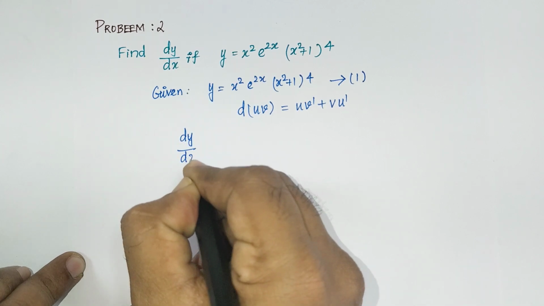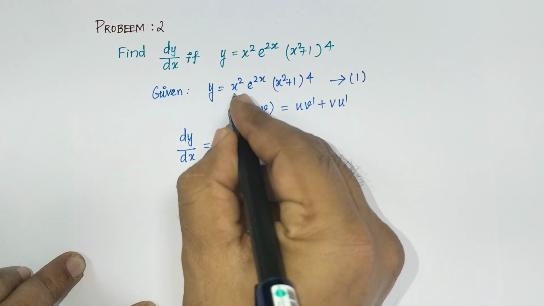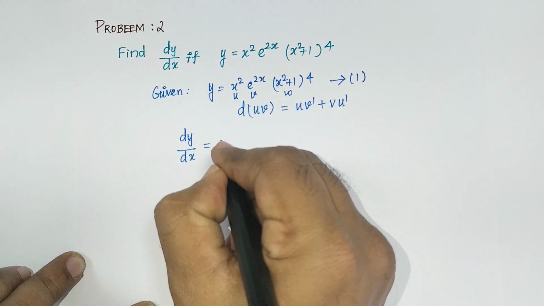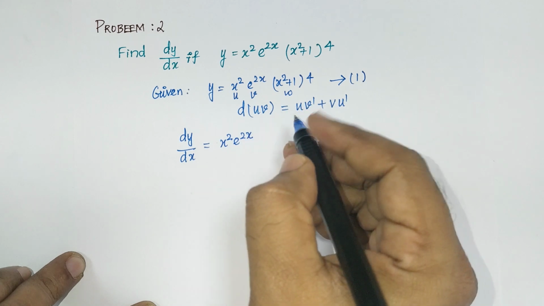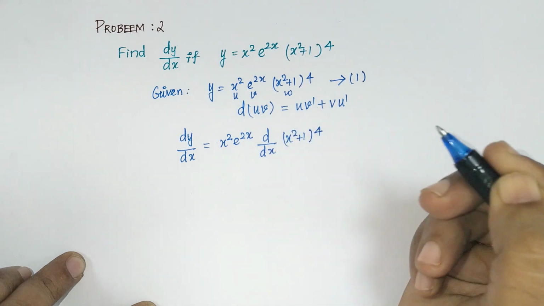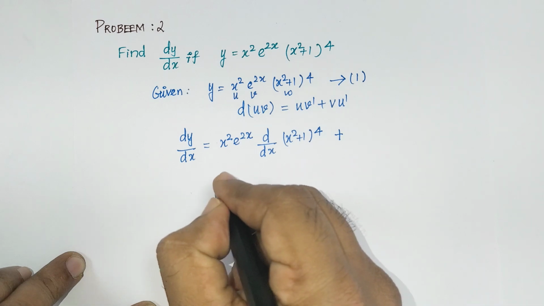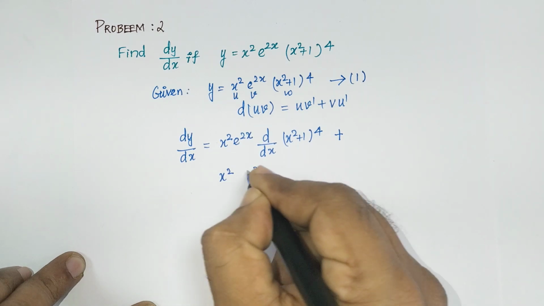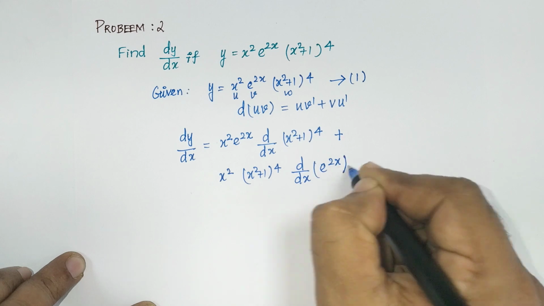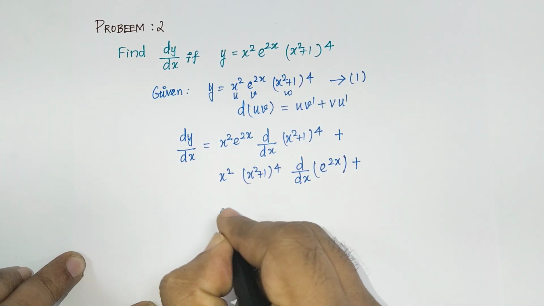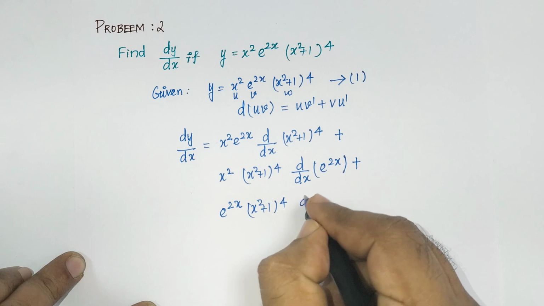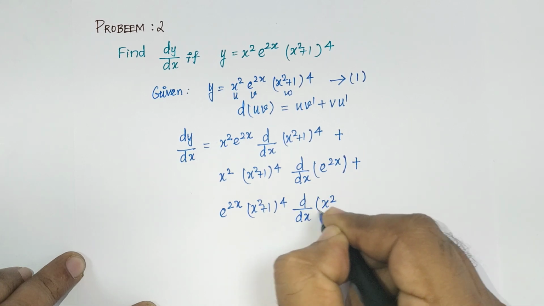So for example, here I will write dy by dx. Equation 1 I am going to differentiate with respect to x. Here I will take x square as u, this is v, and this is w. In this formula I am going to write: x square constant, e power 2x constant, and differentiate with respect to x for x square plus 1 whole power 4. And plus next, x square constant and x square plus 1 whole power 4 constant, I'm going to differentiate e power 2x with respect to x. And plus now, e power 2x constant and x square plus 1 whole power 4 constant, differentiate the x square term.